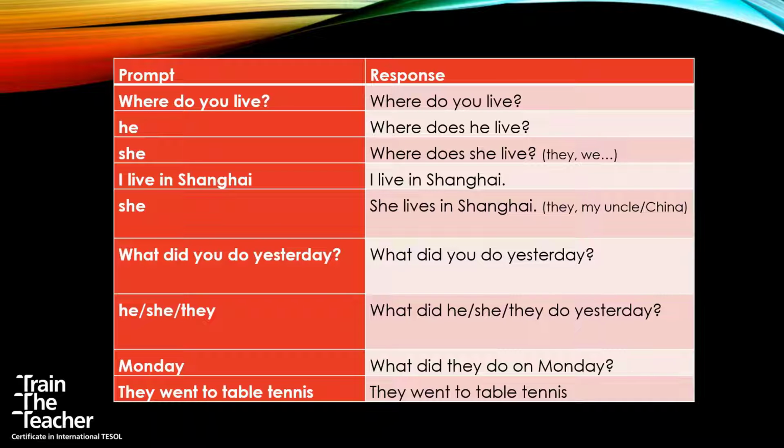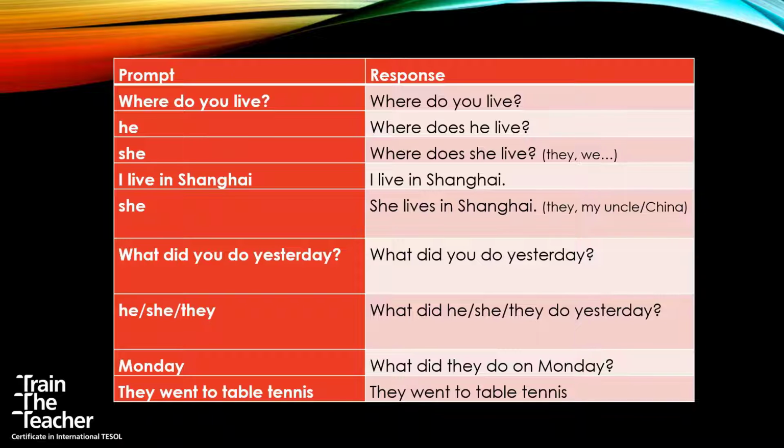Drilling is an art form in which the teacher produces a prompt and the learners produce a response. But the response is not a simple copy of the prompt. What we're looking for here is for the learners to respond to prompts from the teacher, and the learners take those prompts and fit them into the target language. So for example, we have the question, where do you live? The learners respond, where do you live? Using that target prompt. And then the teacher says, he. The learners respond, where does he live? The teacher says, she. The learners respond, where does she live?